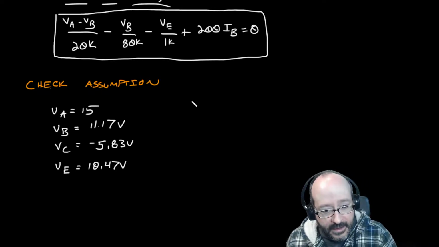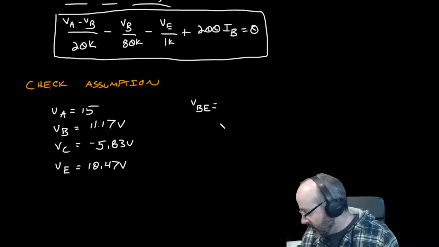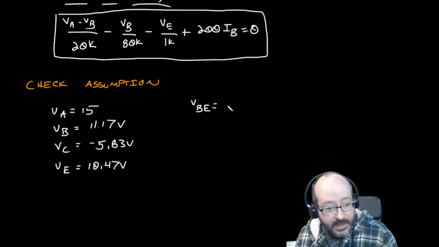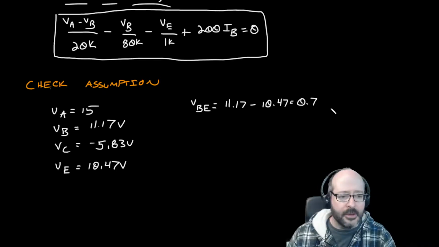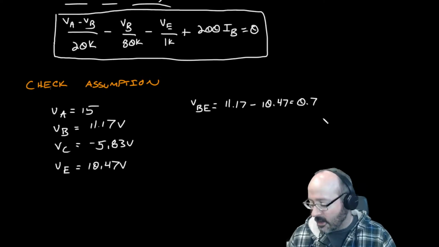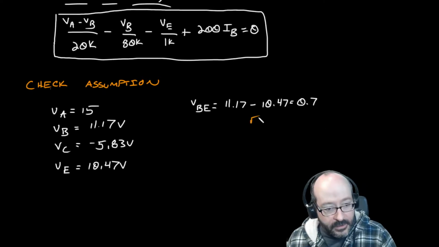Okay, so let's say, well, what is VBE? VBE is 11.17 minus 10.47, which is 0.7, and it better be, because that was part of the system of equations, right? But I would call that one forward.